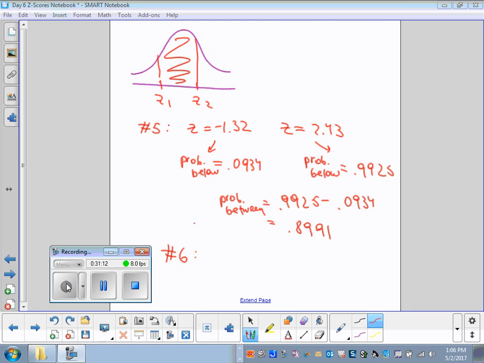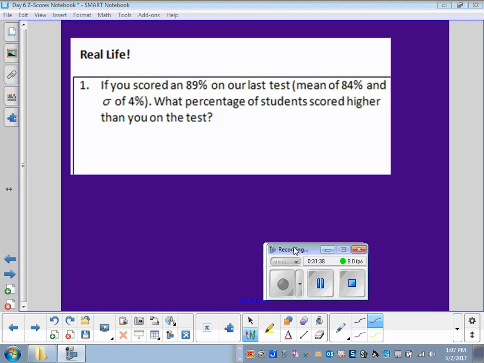So I have 0.6664 minus 0.0029 equals 0.6635. This is what I have for number 6. Check if you have the same.